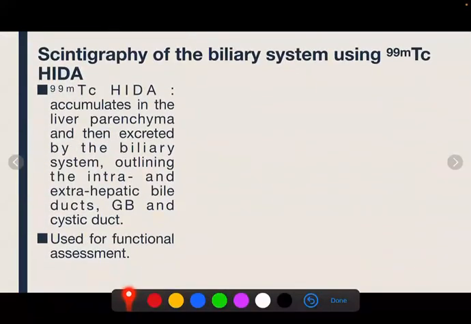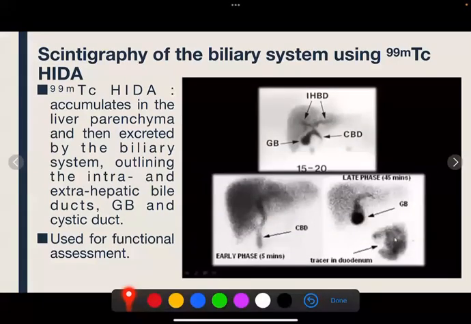Scintigraphy of the biliary tree using the technetium-99 HIDA scan. We give an IV radiopharmaceutical labeled with technetium, and this will accumulate in the liver parenchyma and be excreted by the biliary system. It will outline the intra and extrahepatic bile ducts, the gallbladder, and the cystic duct, and it is mainly used for functional assessment. As we can see here, it shows the intrahepatic duct, the gallbladder, the common bile duct, and this is the early phase and late phase.